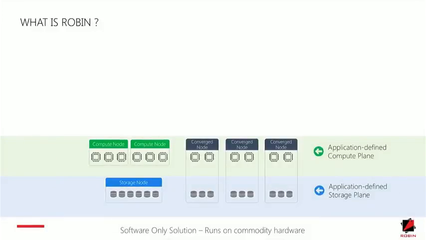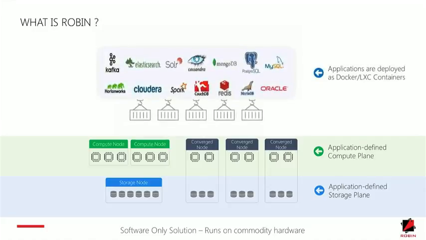So to begin with, I'll just give you a very high-level overview of how Robin works. Robin is basically a software-only solution that runs on commodity hardware, and it consists of two separate layers: the application-defined compute plane and an application-defined storage plane. We have created a scale-out block storage layer that essentially captures all your data, and every data-intensive application is deployed as Docker or LXC containers.